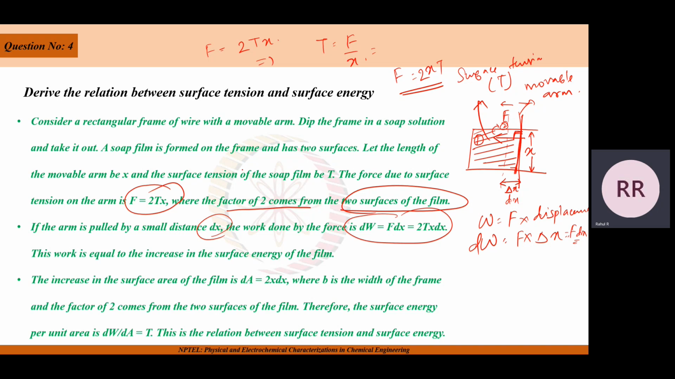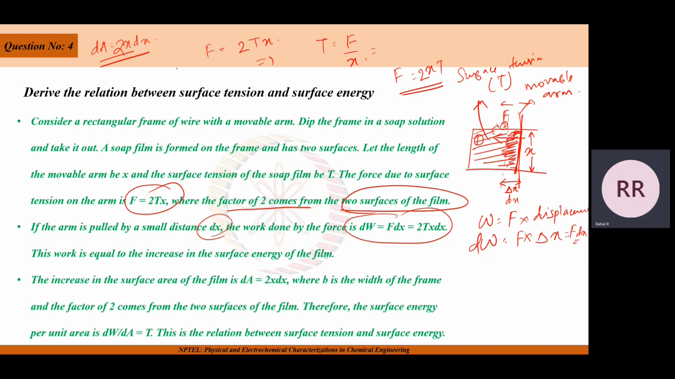Now we know the area of the film, let me call it dA, is equal to x into dx. But this film has two faces, so we can call it 2x dx. So this is dA.